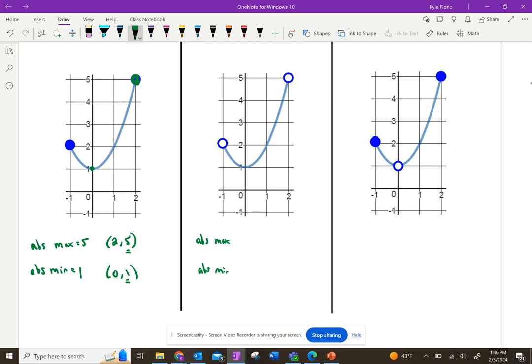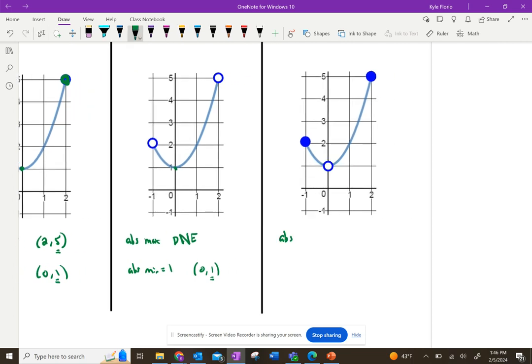The absolute max of this function, well, we don't actually get to 5. It gets infinitely close to 5. So you can go to 4.9, you can go to 4.99, you can go to 4.999, but you never have an absolute max. So it does not exist. There is no absolute max on this interval. The absolute minimum still, however, does exist and is 1. Or more specifically, it's the point (0, 1), because I like to have the point.